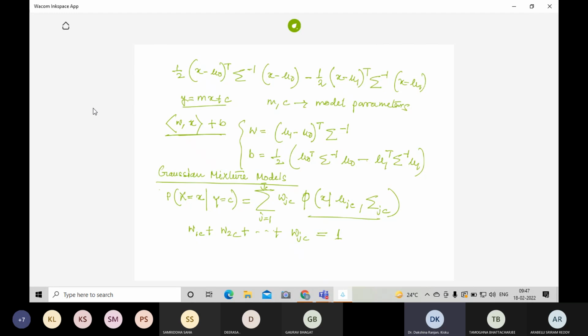Now here jc is greater than 0. So here jc is the mixture component for a particular class C. This is called the mixture component. Next we will see the log likelihood of an observation x.